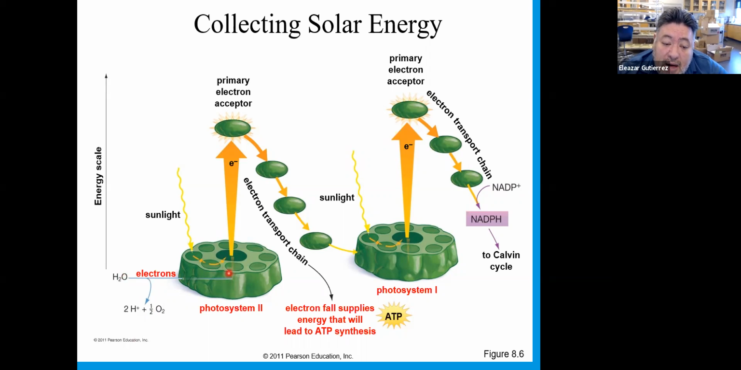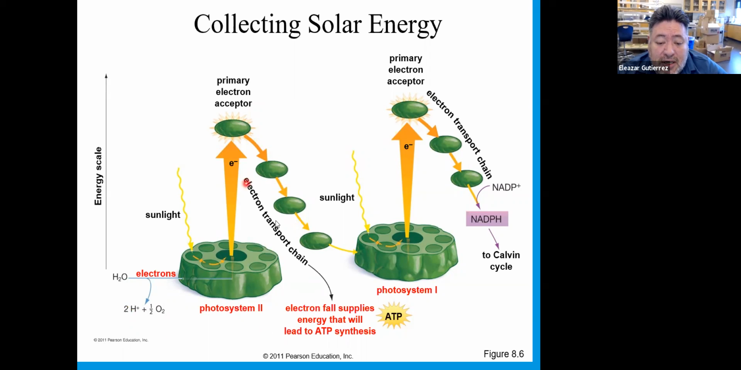Okay. Now, what's going to happen? These low energy electrons are caught by the antenna pigments, and they're promoted to a high energy electron, the primary electron acceptor, by the delivery of what? A photon of light. So this photon of light increases the energy of the electron. Okay. And this energy of the electron goes down the electron transport chain on the thylakoid membrane to produce what? A proton gradient in the thylakoid compartment.